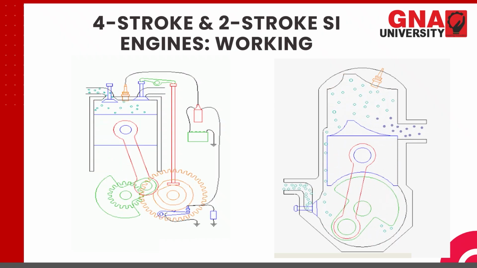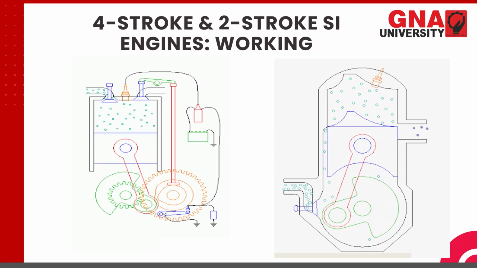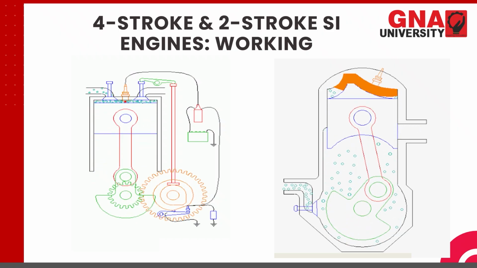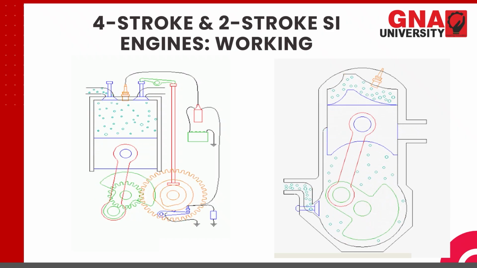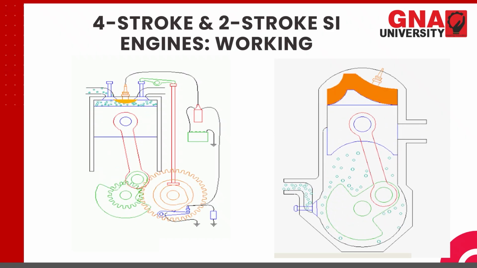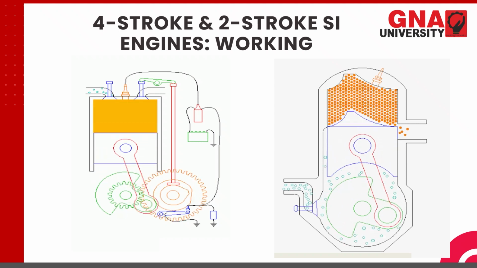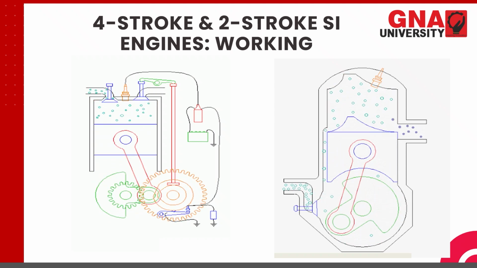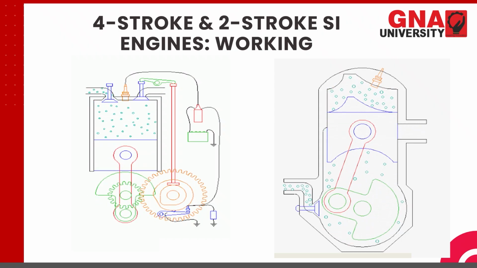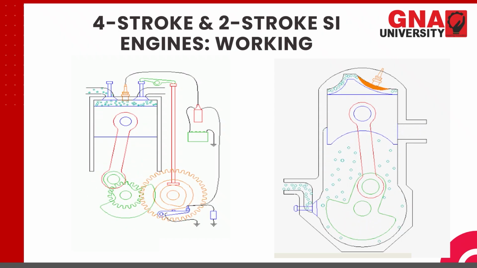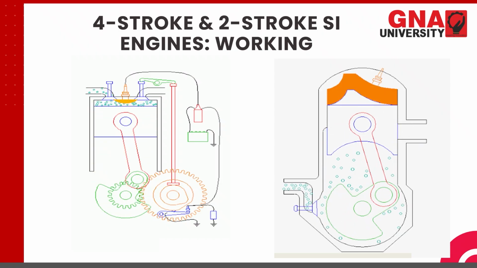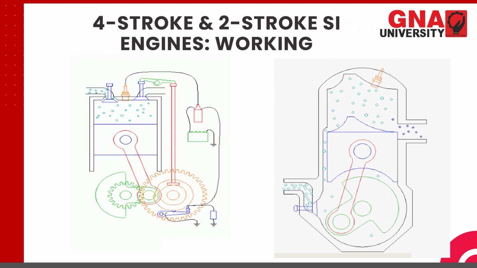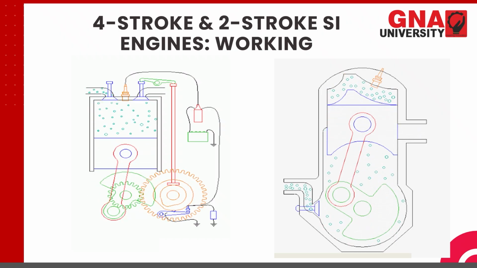Now let us talk of this 2-stroke engine. In 2-stroke engine, the suction and the compression take place simultaneously. How does it take place? The suction is coming inside this crankcase. Now here is the reed valve. Through this reed valve, the charge comes inside. It is pushed to the cylinder through this transfer port and is compressed.